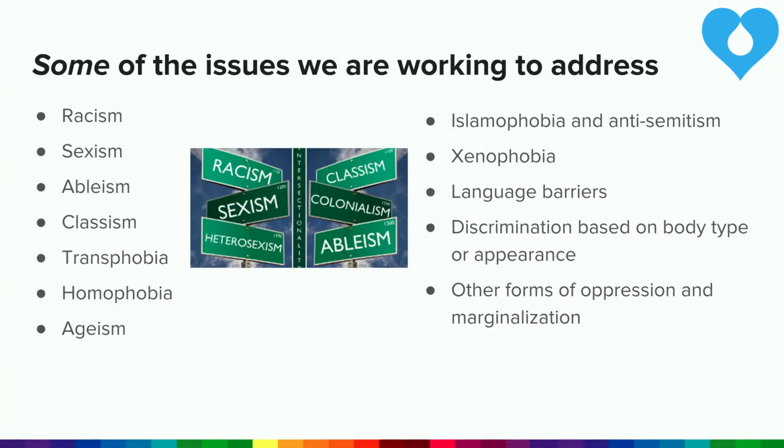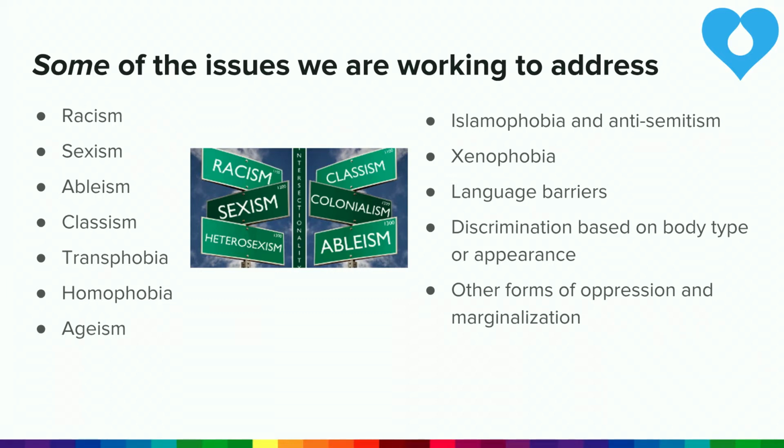But Nikki started this. This is a very long list of some of the things we're working to address. Racism, sexism, ableism, we've talked a lot about. Also, classism, transphobia, homophobia, ageism, Islamophobia, anti-Semitism, xenophobia, language barriers, discrimination based on body type or appearance, and other forms, because there's so much to go around. We really try to take the most intersectional approach we can, using a lot of the principles that Ruby has been describing.